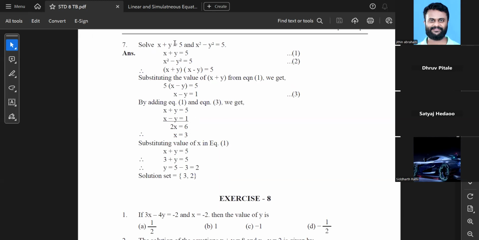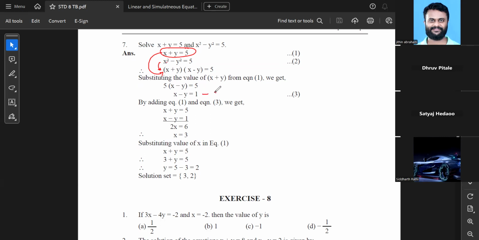Now, here is another equation. You have x plus y is equal to 5 and x square minus y square is equal to 5. So, these are the two equations. Now, you are very well aware that x square minus y square is basically equal to x plus y into x minus y. And you know that x plus y's value is 5. So, you can directly substitute it over here. That will give me 5 multiplied by x minus y is equal to 5. I take 5 to the other side, 5 divided by 5 is 1, hence I get 1 over here.